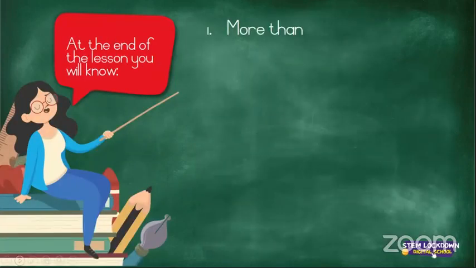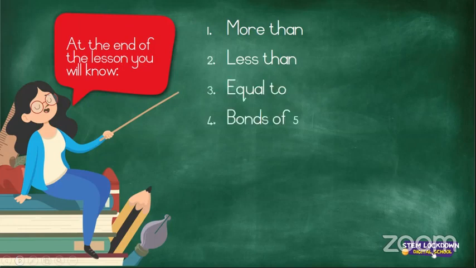So let's go and have a look what we're going to learn about today, boys and girls. What are we going to learn about? More than, less than, equal to, and bonds of 5. Now, I know we've touched base a bit on more than, less than, and equal to, but we've just got to revise it to make sure that it's stuck in our brains and we know exactly what to do, all right? And then we are going to do bonds of 5. But before we start, boys and girls, we don't have a Debbie Do video today, but we're going to do a little bit of exercise.